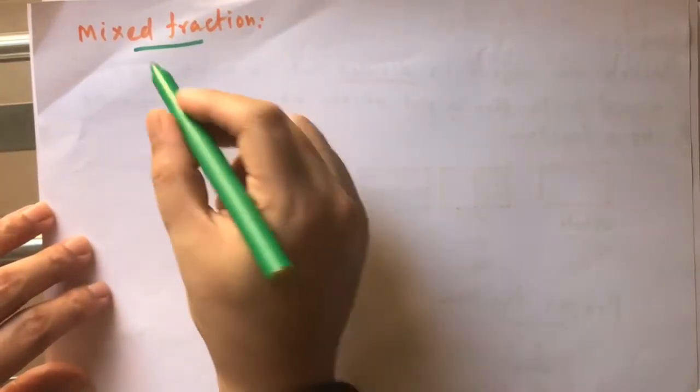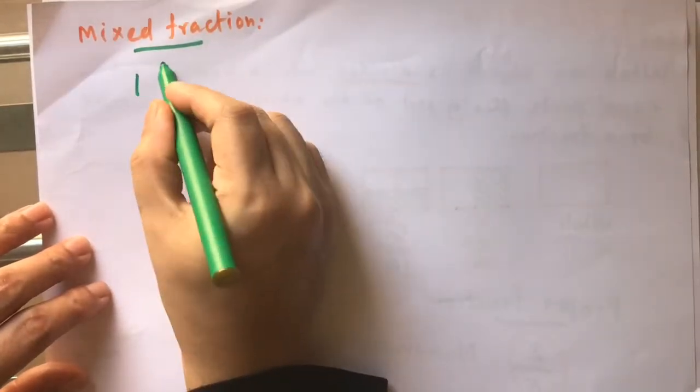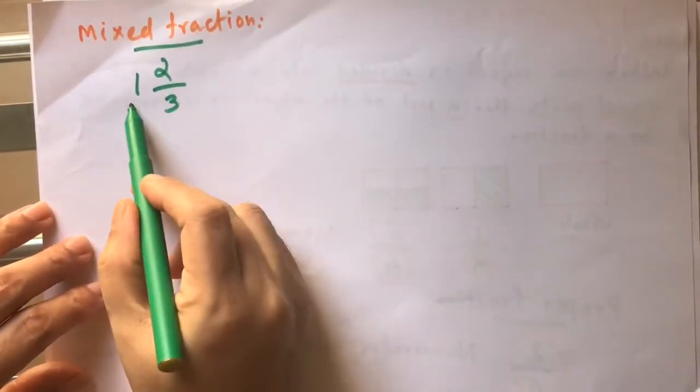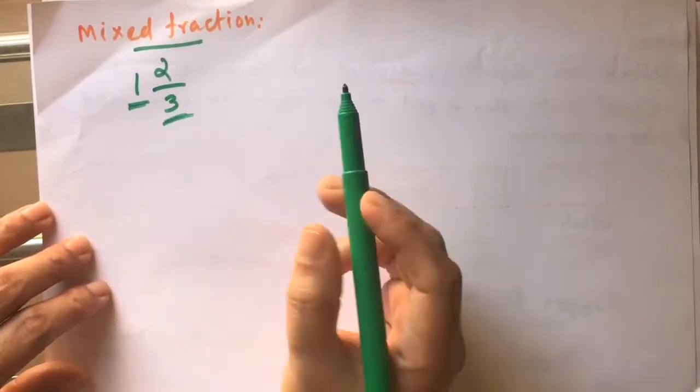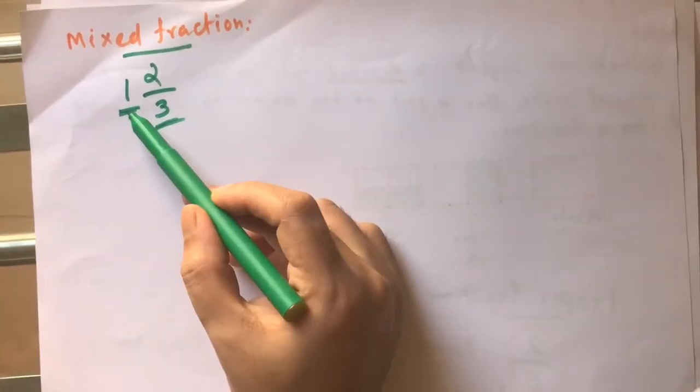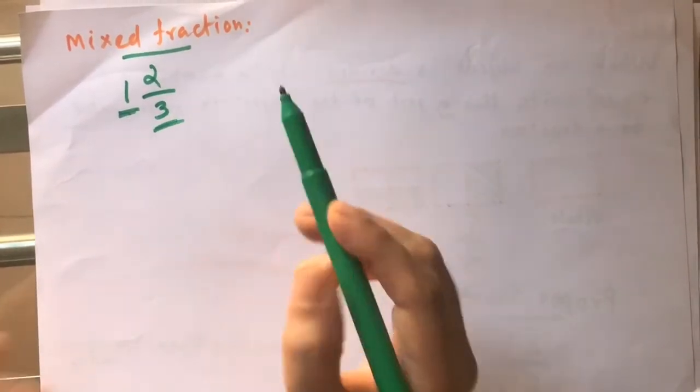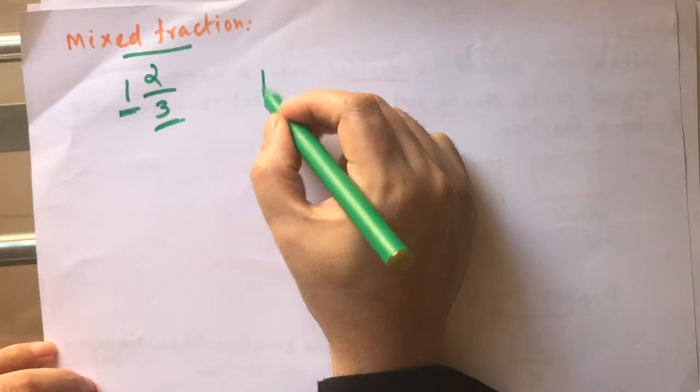Next one is a mixed fraction. A mixed fraction is a combination of a whole number and a fraction. Like 1 and 2 by 3. The 1 is a whole number and 2 by 3 is a fraction here. It's a combination of a whole number and a fraction. We can represent this like this.